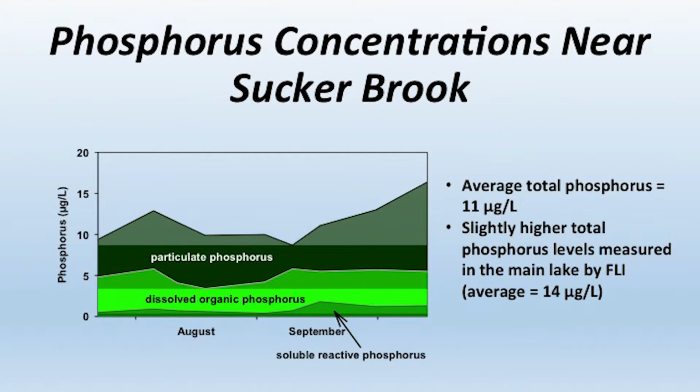And the average of that top line of total phosphorus was 11 micrograms per liter. Actually, somewhat lower than what John measured out in the main lake. I was surprised. I would have expected it to be higher. And it's noteworthy, this is not a high concentration. Typically, if someone said your total phosphorus concentration in your lake is 11 micrograms per liter, you would say, we're doing great. Unfortunately, it appears that that is enough phosphorus to promote algal blooms in Owasco Lake. So that was at Sucker Brook.